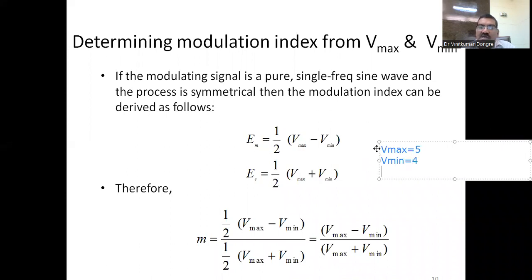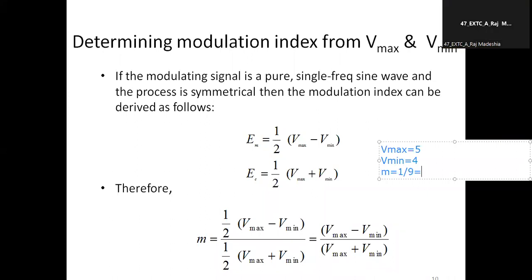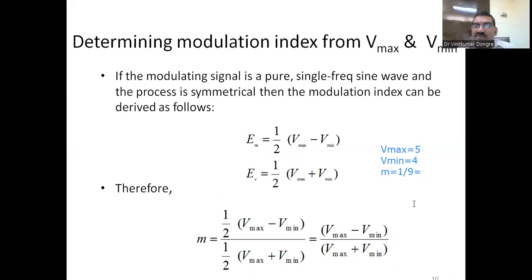So what will this be? Vmax minus Vmin, how much is it? 1. 1 by how much? 5 plus 4, 9. 1 by 9 is always 0.11. So it is less than 1. So will it be under modulation or over modulation? Under modulation. Correct.